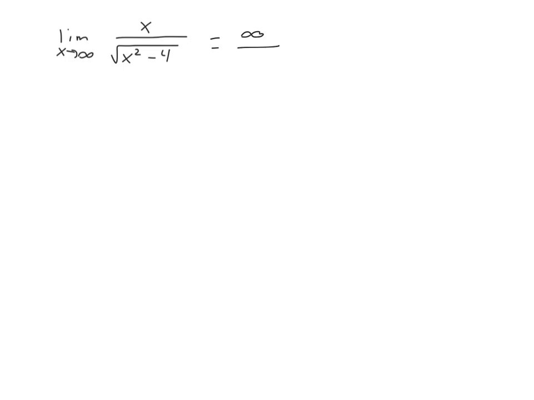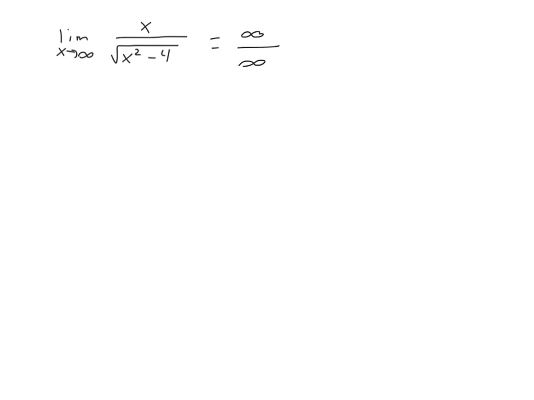And in the bottom, I'm going to get the square root of infinity squared minus 4. Well, that is just going to also be infinity. And this is another indeterminate form. Just like 0 over 0 was indeterminate, we've talked about that one, this is an indeterminate form.